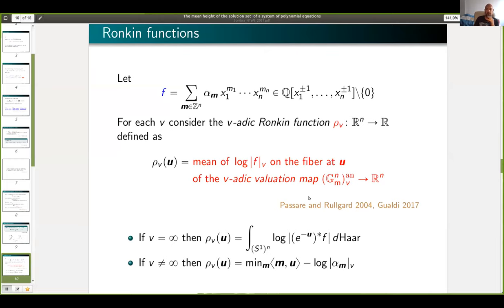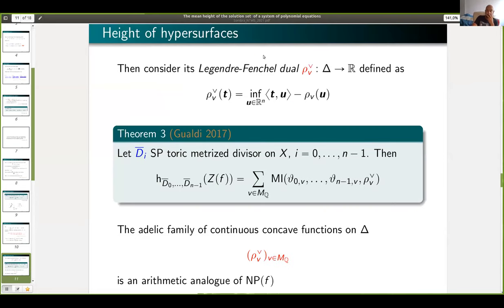Okay, so given a polynomial, you compute a family of functions of this space. Then the next step is considering the Legendre-Fenchel dual. This duality of Legendre and Fenchel comes from convex analysis, and through some definition, given in terms of an optimization problem, gives you a function on the polytope. The fact that the domain is the polytope is a result, it's not obvious, but given the definition of the Ronkin function, you find a concave function on the polytope.